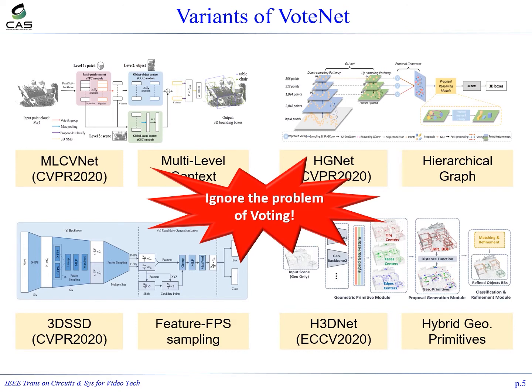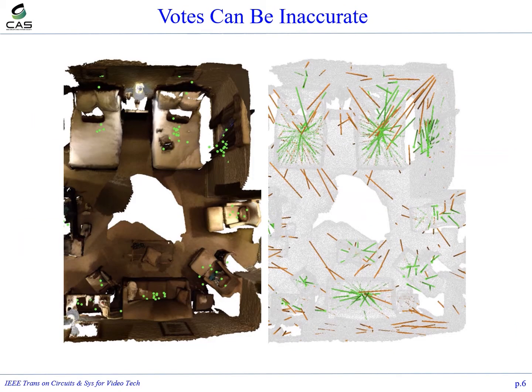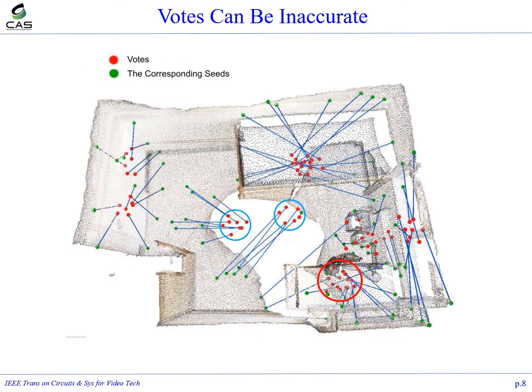However, all these methods ignore the problem of the voting process. Here is a visualization of the voting process borrowed from the VoteNet paper. We found that the points often vote to an inaccurate position. In order to better explain the problem, here is another sample of the voting process. The votes are often located at the background, marked in the blue circle, or not tightly gathered, marked in the red circle. The issues hamper the full utilization of input point clouds.